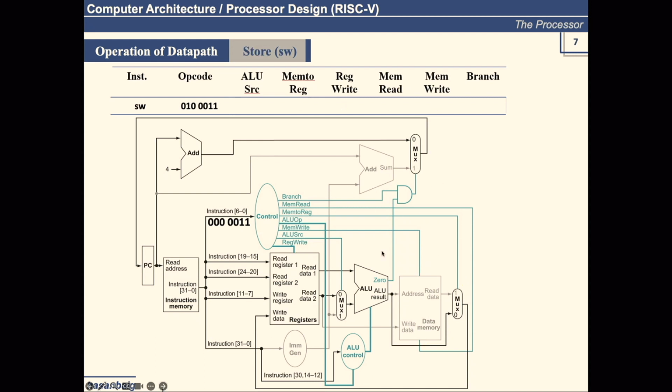Let's do SW. Here it is important. Everything is the same. Register write, we are not writing anything, that's why it is 0. This should be 1 because the data is coming from the offset. What about mem read? We are not reading the memory. Mem write: we are writing the data into memory, which is 1. Okay. What about this mux?